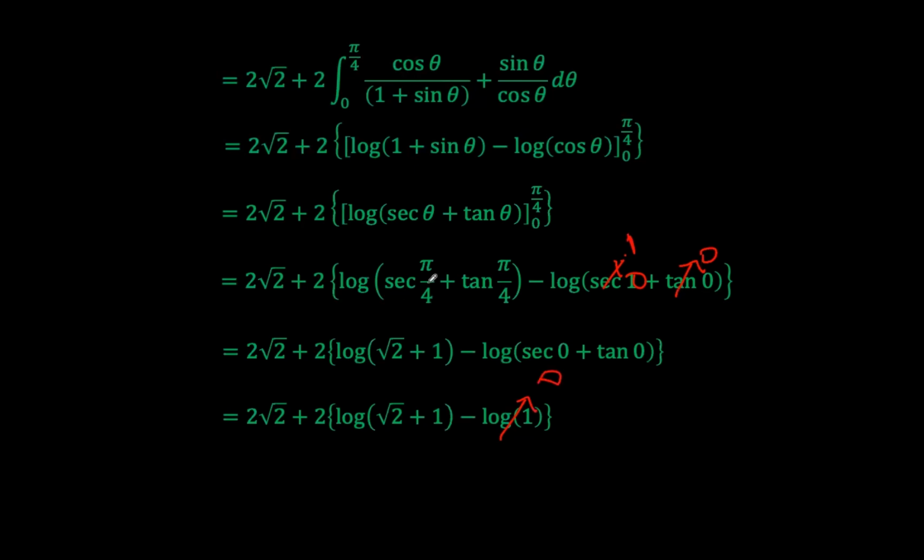And then sec of pi over 4, we found it to be root 2. Tan of pi over 4 is 1. So we have 2 natural logarithm of 2 square root of 2 plus 1. And that is the value we get from integrating the square root of y squared plus 4 from 0 to 2.